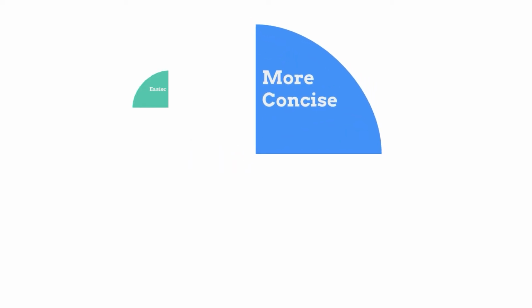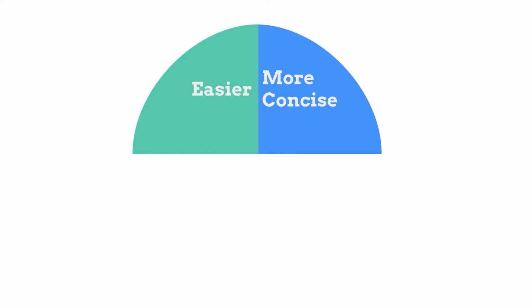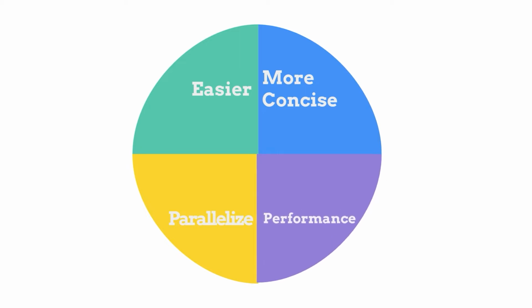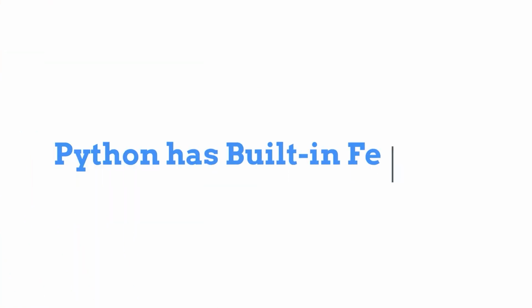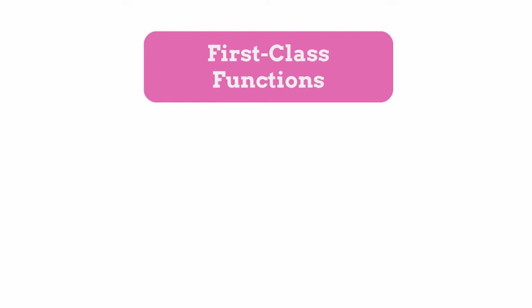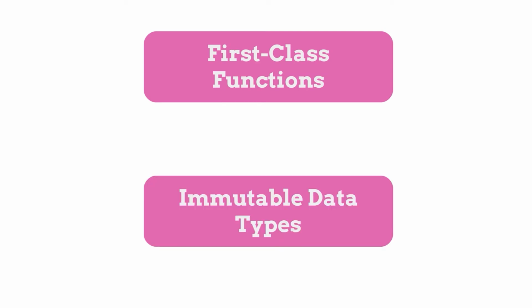One of the main benefits of functional programming is that it can help you write code that is more concise, easier to read, and easier to test. It can also make it easier to parallelize your code, which can improve its performance. Python has a number of built-in features that support functional programming, such as first-class functions and immutable data types like tuples and frozen sets. Let's start by looking at first-class functions.